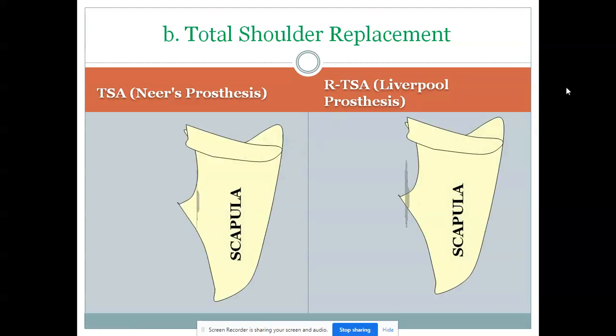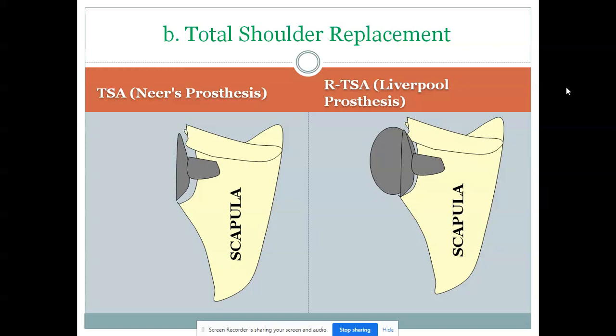First one, consider the scapula. Second one, consider the scapular part of the joint, that is your glenoid fossa. In TSA, Neer told that the Neer's prosthesis should act with respect to the concave convex rule.